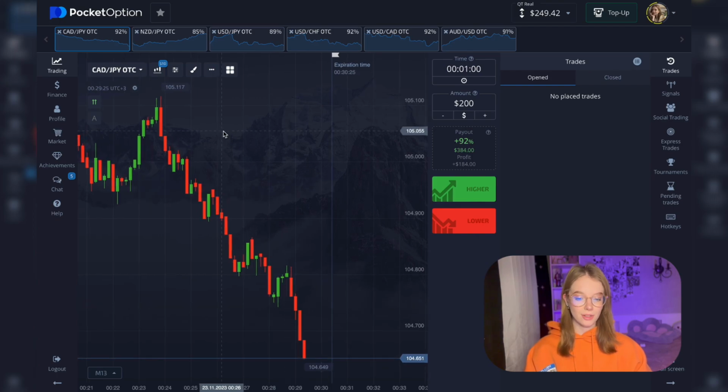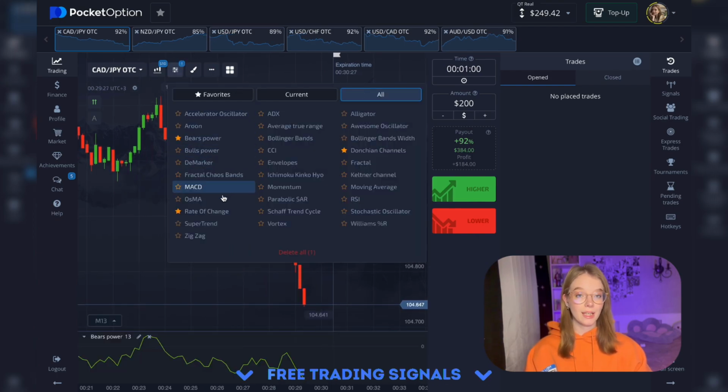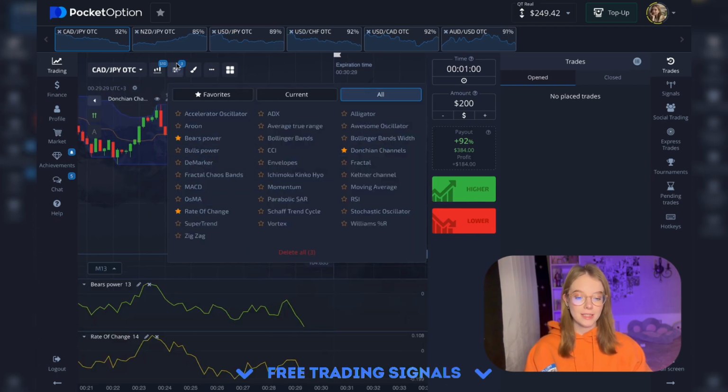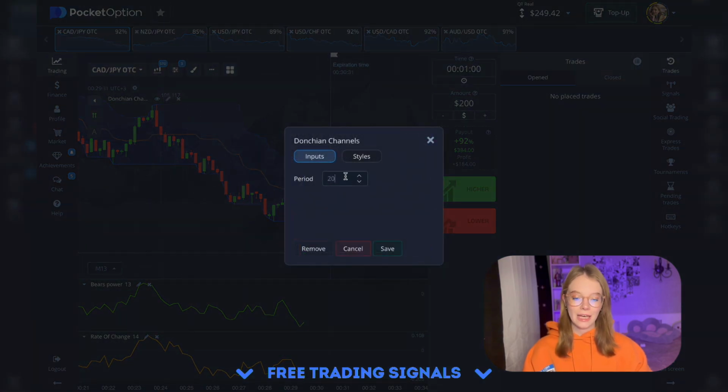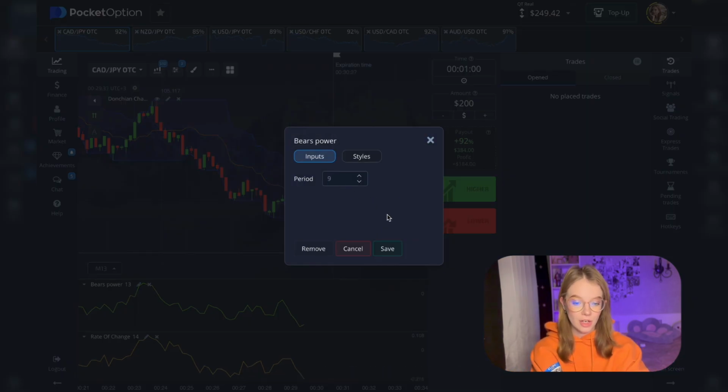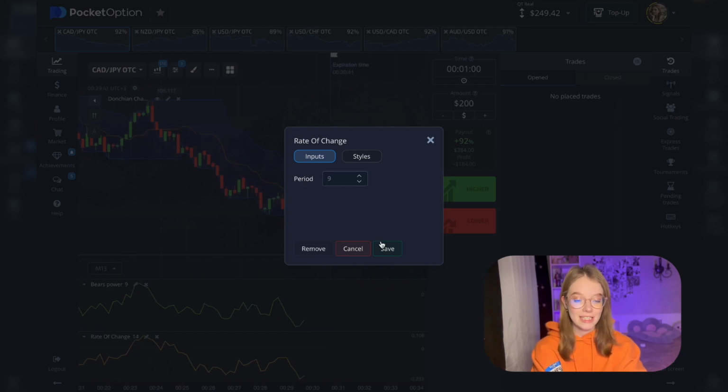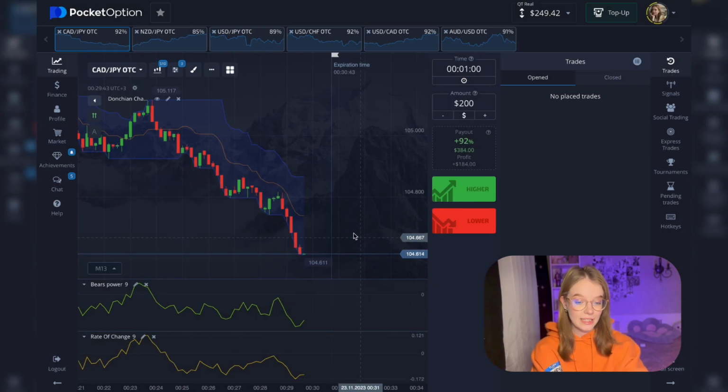For this strategy, I have chosen 3 indicators that will help us to make money today. I use the indicators Donchian, Bears Power, and Rate of Change. For Donchian, I use a period of 17, and for the other 2 indicators, I change the period to 9. Let's proceed to our first trade.